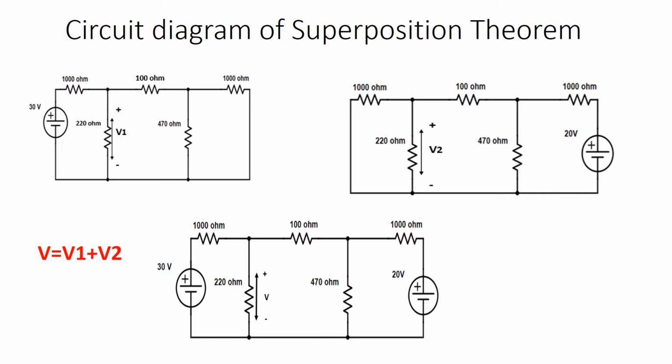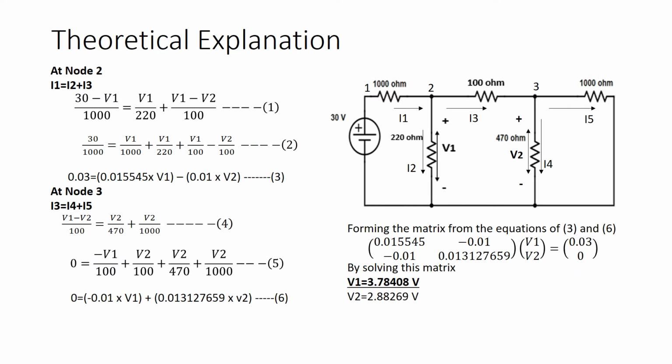Here we have voltage sources, so we are going to short each source. Instead of a voltage source, if we have a current source, we are going to open it. If the voltage source, we are going to short the voltage source. Here is the theoretical explanation for the given circuit.